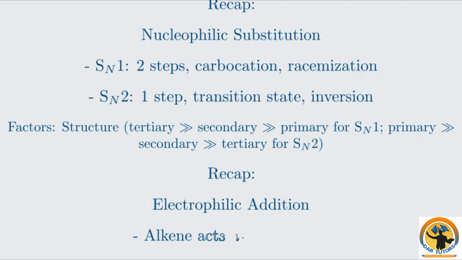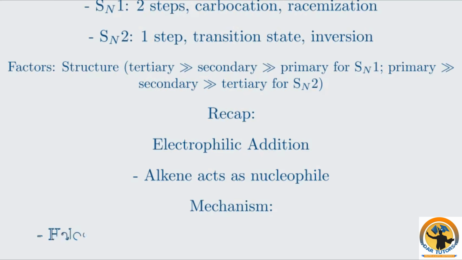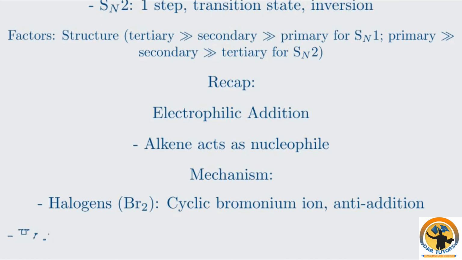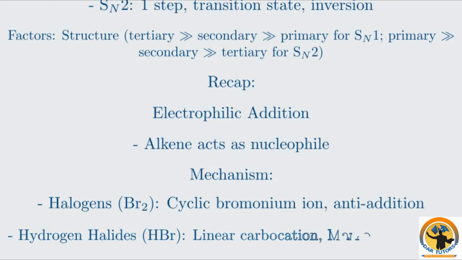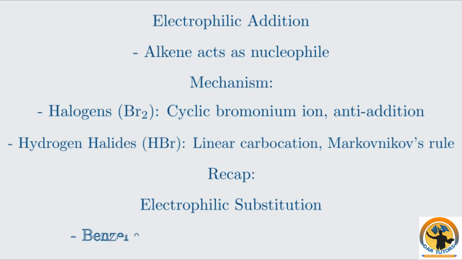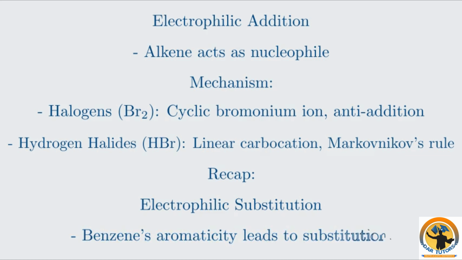Next, we moved to electrophilic addition to alkenes. We saw that the high electron density of the alkene double bond makes it nucleophilic. Halogens add via a cyclic bromonium ion intermediate, leading to anti-addition. Hydrogen halides add via a linear carbocation intermediate, with the major product determined by Markovnikov's rule based on carbocation stability. Finally, we covered electrophilic substitution in benzene. Benzene's aromatic stability makes substitution, not addition, the preferred pathway. This involves the formation of a resonance-stabilized carbocation with strong electrophiles generated in situ.